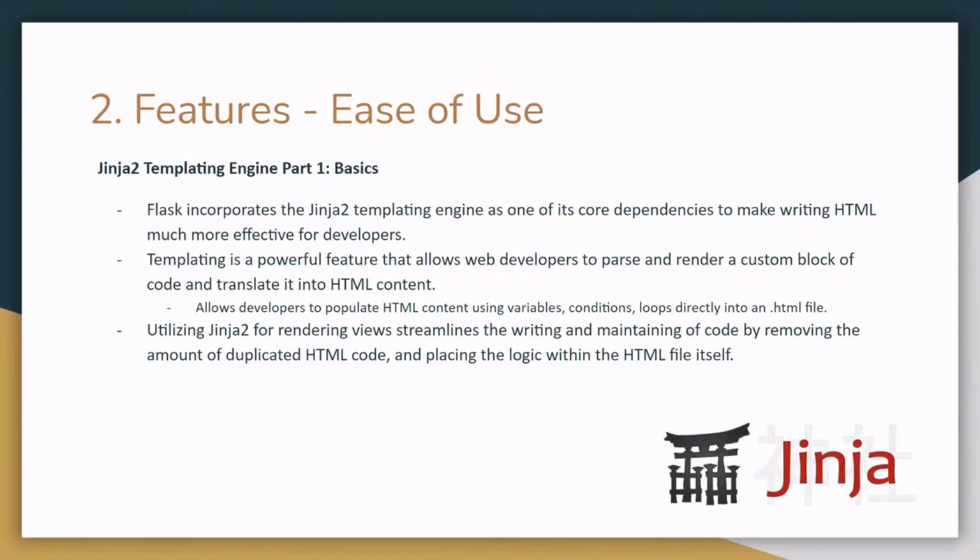As Dev mentioned previously, one of the core dependencies of Flask is the Jinja 2 templating engine. Templating allows developers to write code that is parsed and rendered by Jinja 2 to convert that code into HTML content in the form of a view. This feature allows developers to integrate variables, conditionals, and loops directly into the HTML file. As a result, the process of writing HTML code is streamlined by simplifying the writing and maintaining of views. This is achieved through removing duplicated code, reusing templates, and placing the programming logic directly into the HTML file.